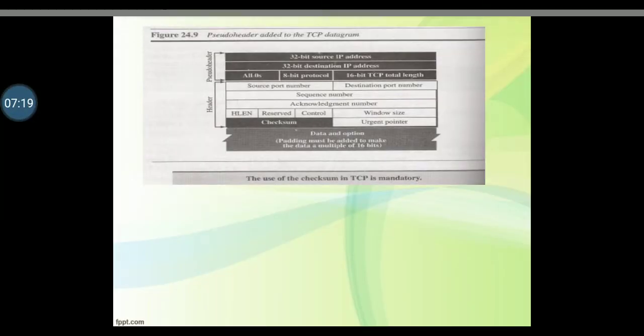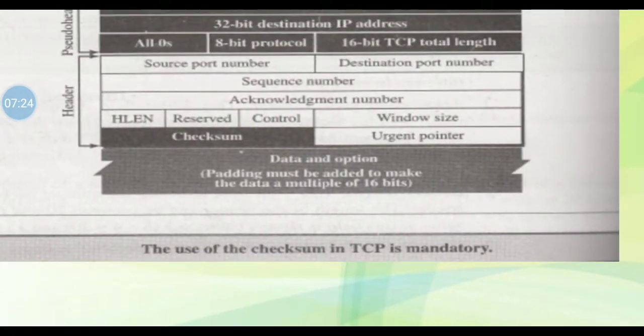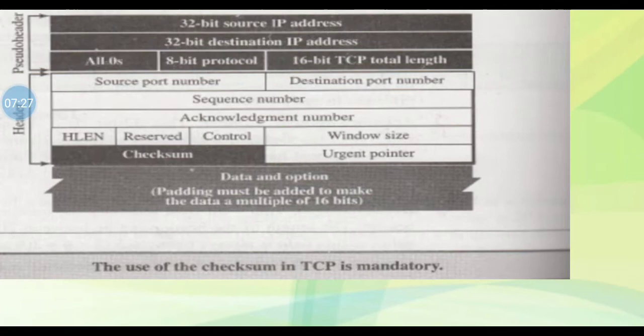The use of the checksum in a UDP datagram is optional, whereas the use of the checksum for TCP is mandatory. The same pseudo header serving the same purpose is added to the segment. For the TCP pseudo header, the value for the protocol field is 6. This diagram illustrates the pseudo header added to the TCP datagram.